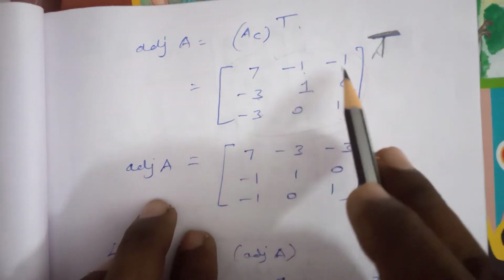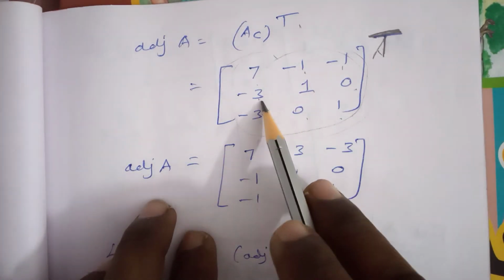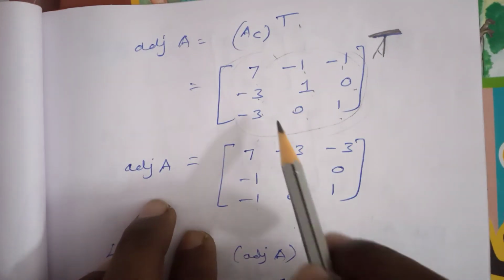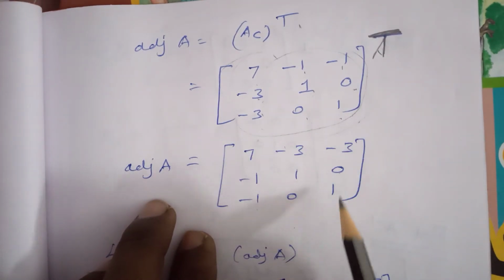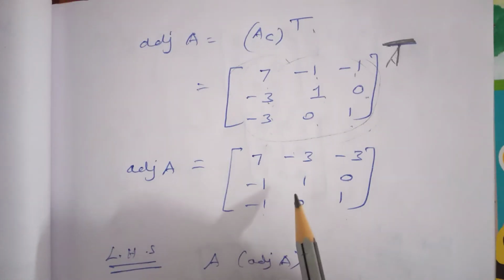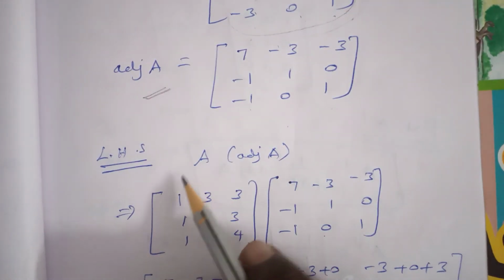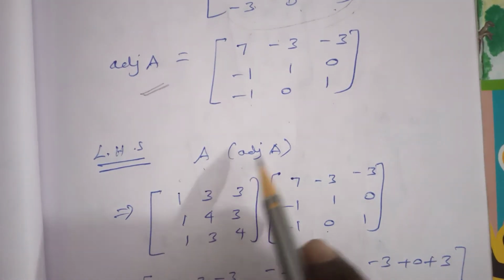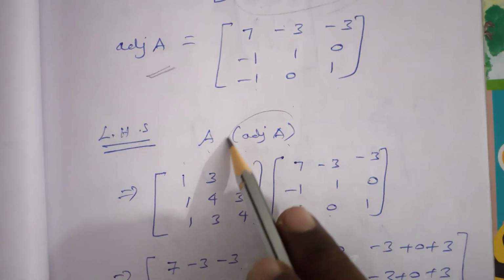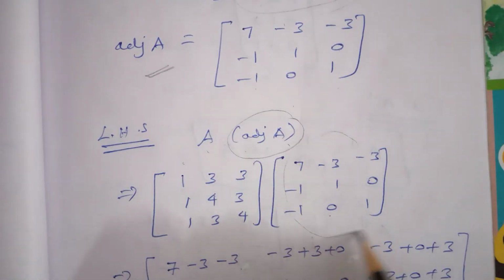So 7, minus 1 is taken in a column, minus 3, 1, 0 is taken in a column, and minus 3, 0, 1 is taken in a column. So this is the result of the adjoint of A. The left hand side of the problem is A into adjoint A. Adjoint A is already known. This is the adjoint matrix.